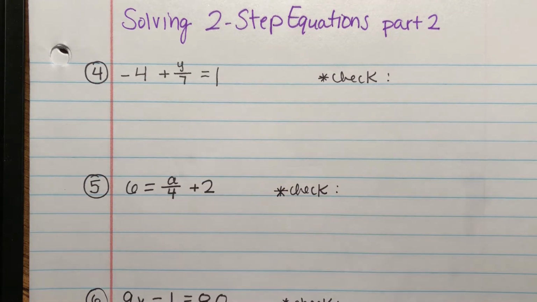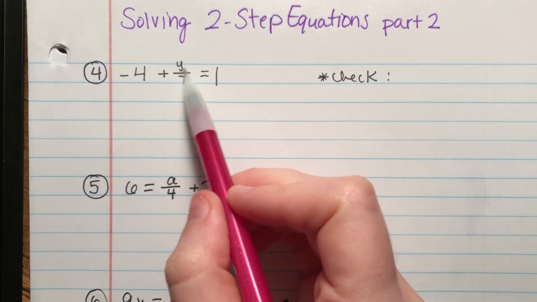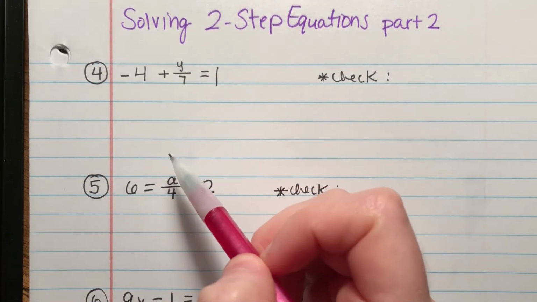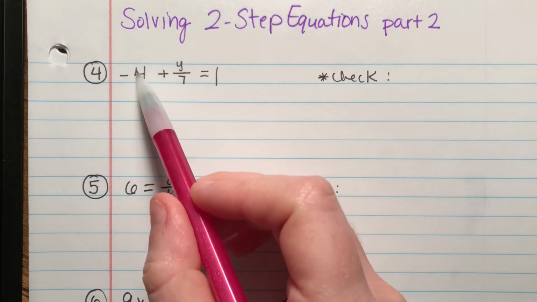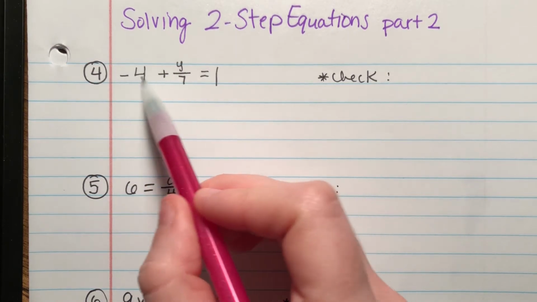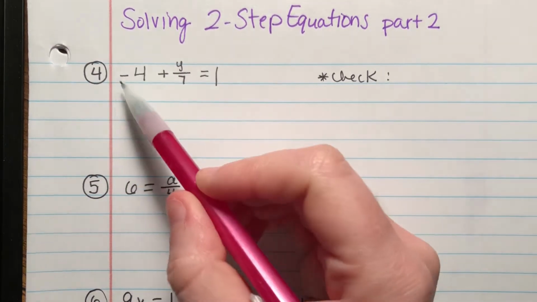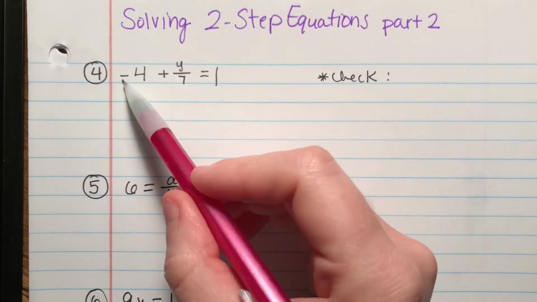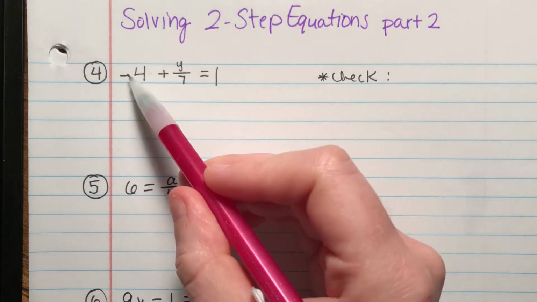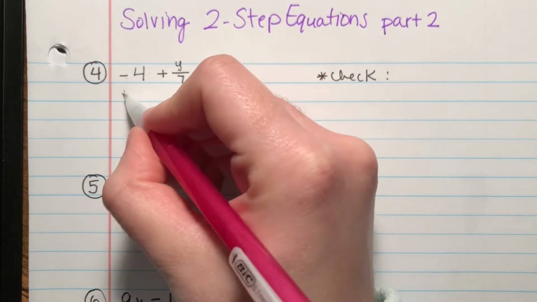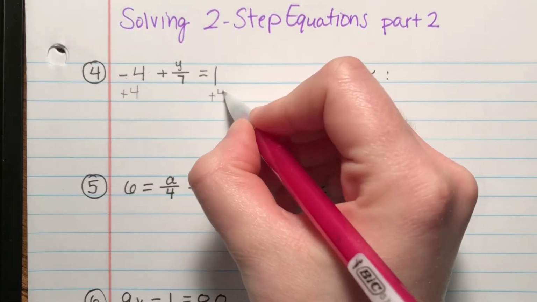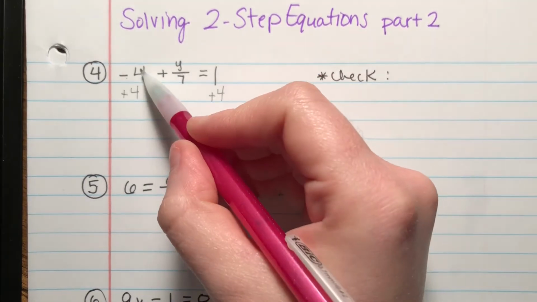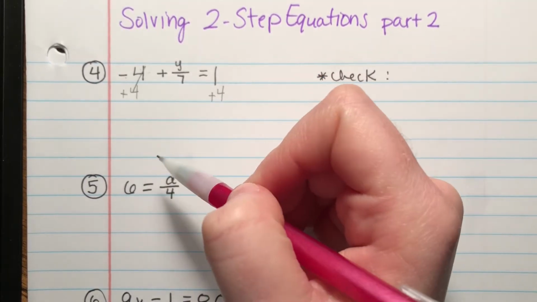Remember, our first step was to move anything connected by addition or subtraction, because we're trying to get y by itself. So I'm going to move this 4 because it's attached by subtraction. So this is a negative 4. What is the opposite of negative 4, or minus 4? The opposite of subtraction is addition. So I'm going to add 4 to both sides. Negative 4 plus 4 gives me 0.